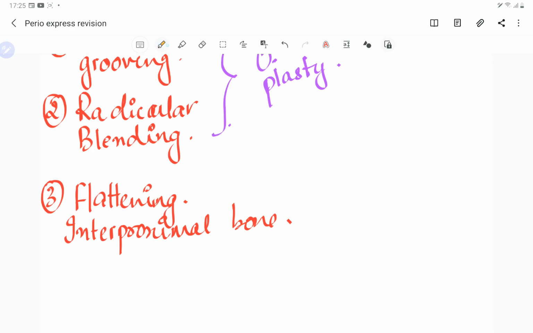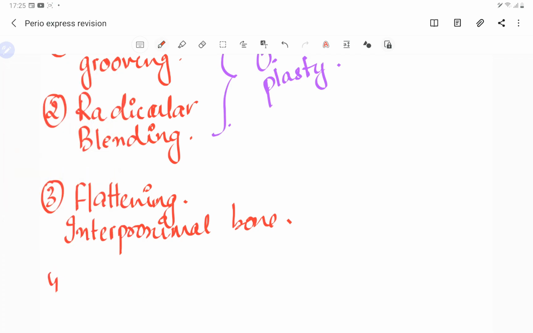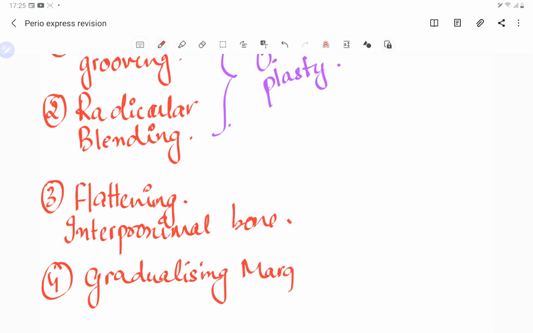Now talking about the fourth one. We have made the grooves, then blended the grooves, then flattened from the top. We do not want the bone to stay flattened. We want to give it a nice contour. So this is the gradualizing of the marginal bone, where we give a nice contour.